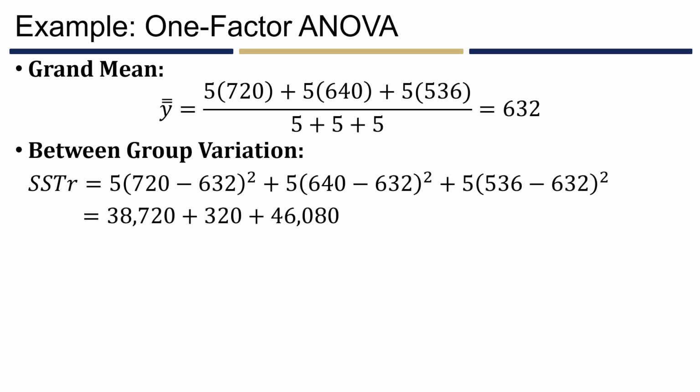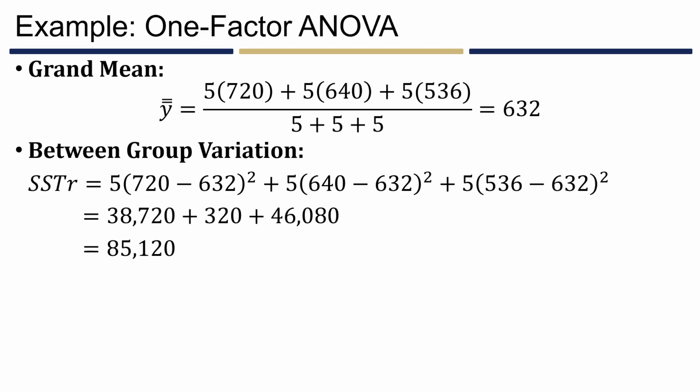Working out each of these individual components gives us 38,720 as the contribution to the between group variation for the computer science majors, 320 as the contribution from the econ majors, and 46,080 as the contribution from the history majors. Notice that as the group's sample mean gets farther away from the grand mean, the contribution to the between group variation gets larger. This is the reason the econ majors had the smallest contribution of 320, and the history majors had the largest contribution at over 46,000.